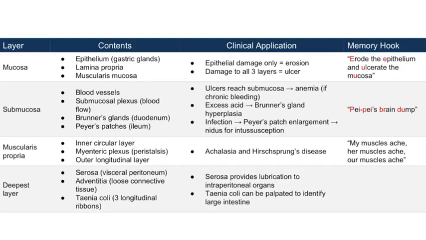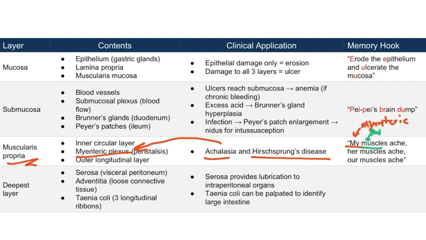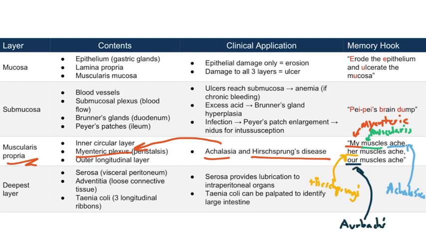Again, it's very important to remember that achalasia and Hirschsprung's disease result from damage to the myenteric plexus, which is in the middle of the muscularis propria. And since it is so important to remember all these connections, I've provided a memory hook. My muscles ache, her muscles ache, our muscles ache. My for myenteric, muscles for muscularis propria, and ache for achalasia, and her for Hirschsprung's disease, and lastly our for Auerbach's plexus, which is another name for myenteric plexus. So again, my muscles ache, her muscles ache, and our muscles ache.